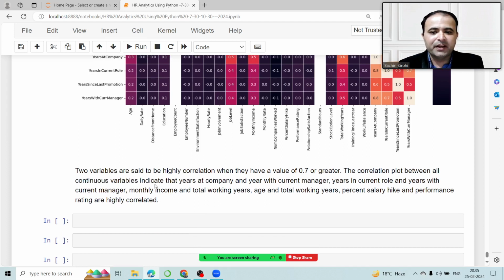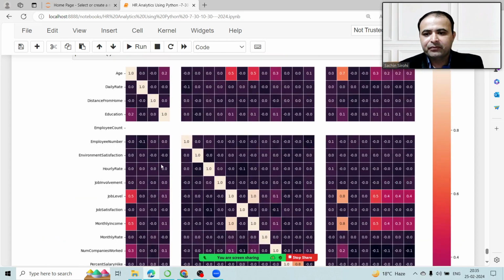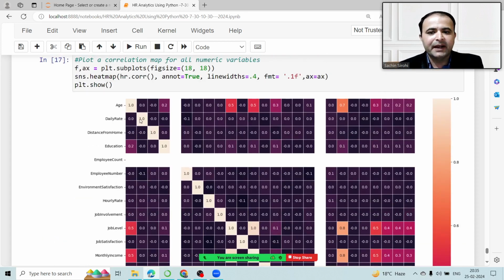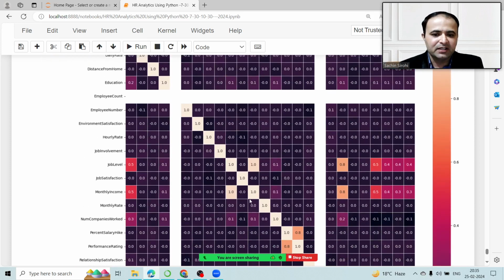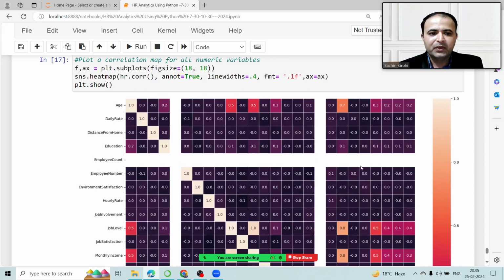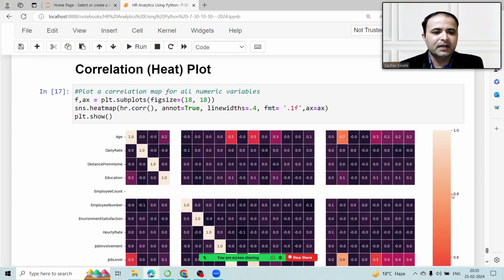So the continuous variables indicate the years at the company, years with the current manager, years in the current role, monthly income, total working years, age, percent salary hike, performance rating, which are highly correlated. So obviously salary and performance are high, daily rate and performance are high. So you can see the correlation in the red. Those values are greater than 0.8.